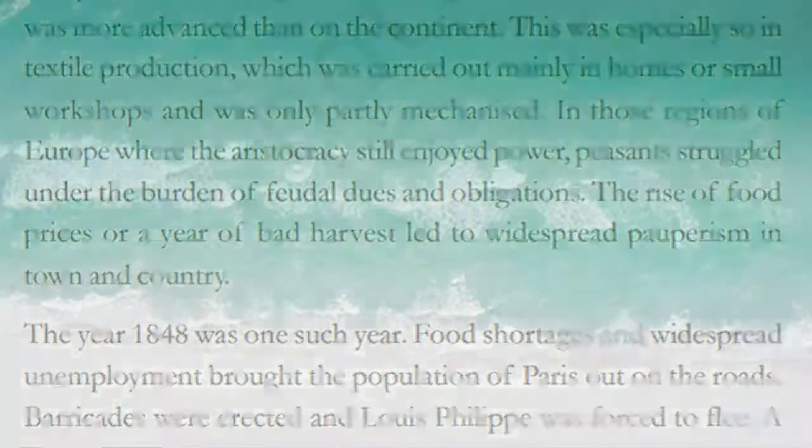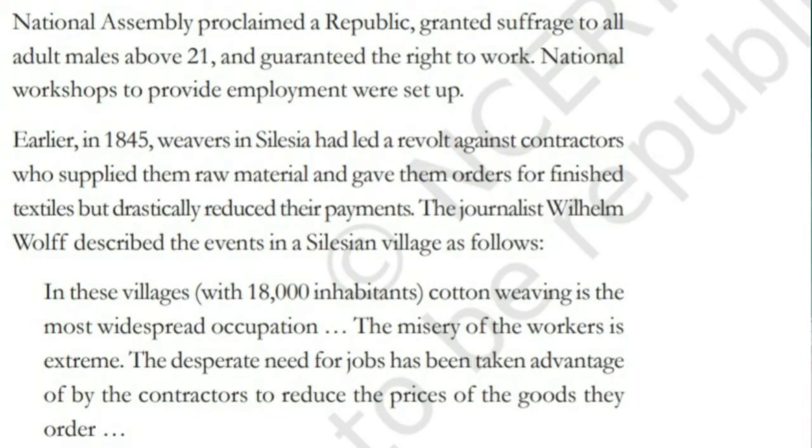He escaped from there. And a National Assembly proclaimed a republic, granted suffrage to all adult males above 21, and granted the right to work. You know that the Estates General was renamed as the National Assembly, which we discussed earlier. And this National Assembly proclaimed France a republic, granted suffrage to all adult males above 21 and guaranteed the right to work. National workshops to provide employment were set up.